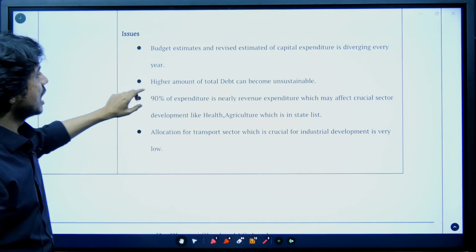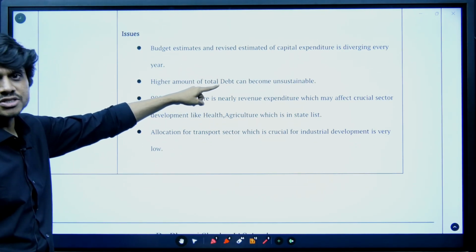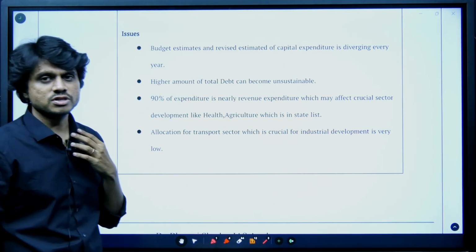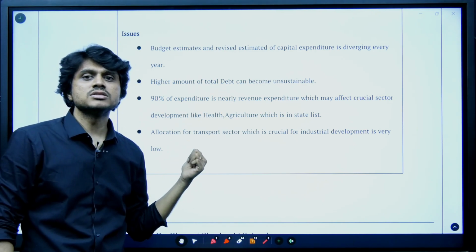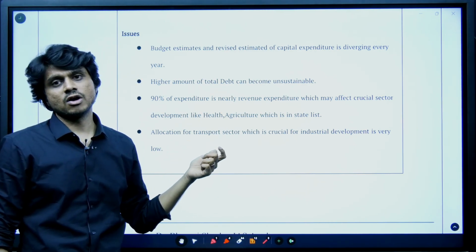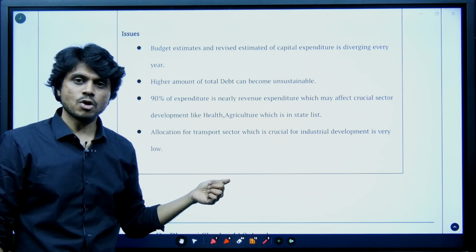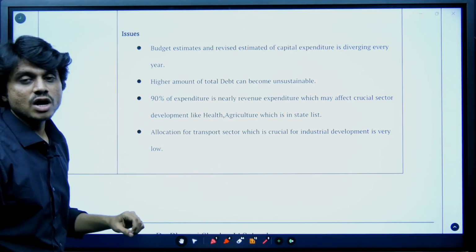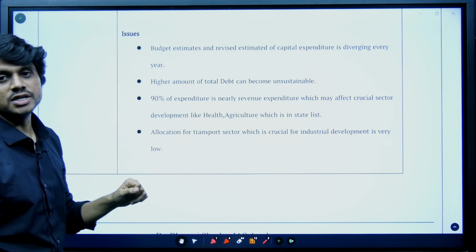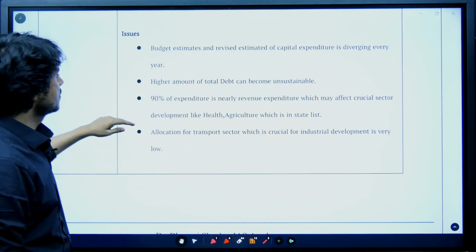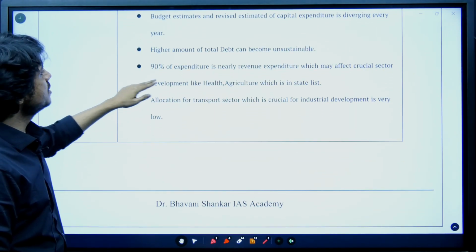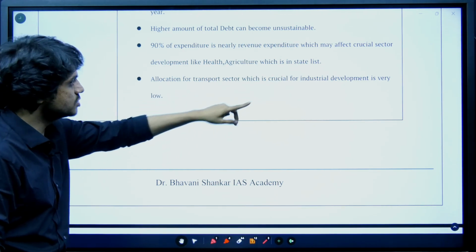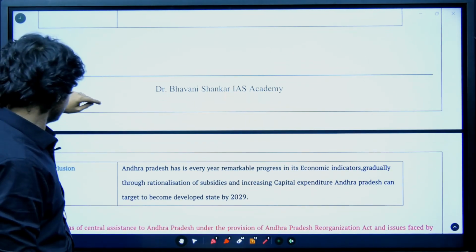Okay. Then a higher amount of total debt can become unsustainable. The CAG, Controller and Auditor General, has once said that in 2015, 70% of the new debt was raised to fulfill the promises of the old debt. Okay, and RBI has also stated that Andhra Pradesh is one of the top 10 states having high debts. And then 90% of the expenditure is nearly revenue expenditure, and allocation for the transport sector is low, which is crucial for industrial development. So that is the analysis.